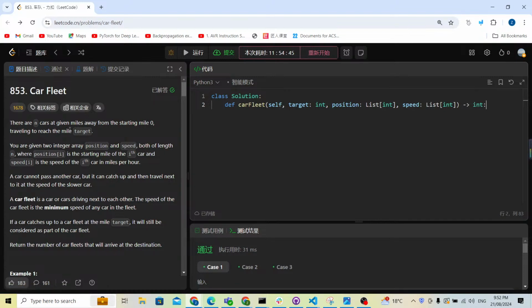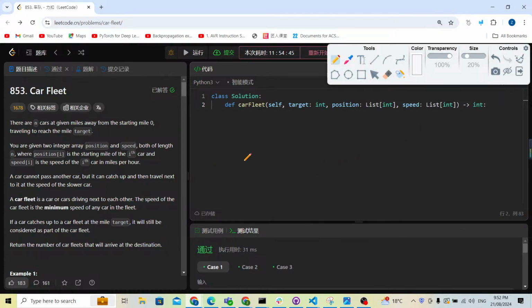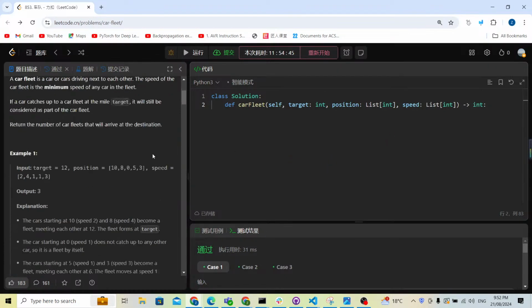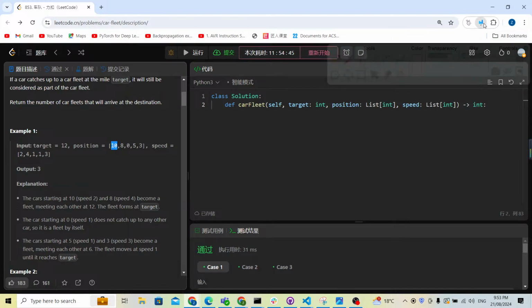853 Car Fleet. So there are n cars at given miles away from the starting mile 0, traveling to reach the mile target. Let's just use an example, maybe the first example. Maybe we just need to take a few numbers, maybe just 5, 8, and 10. We're going to use those three numbers to explain what kind of method we're going to use to solve this kind of problem.